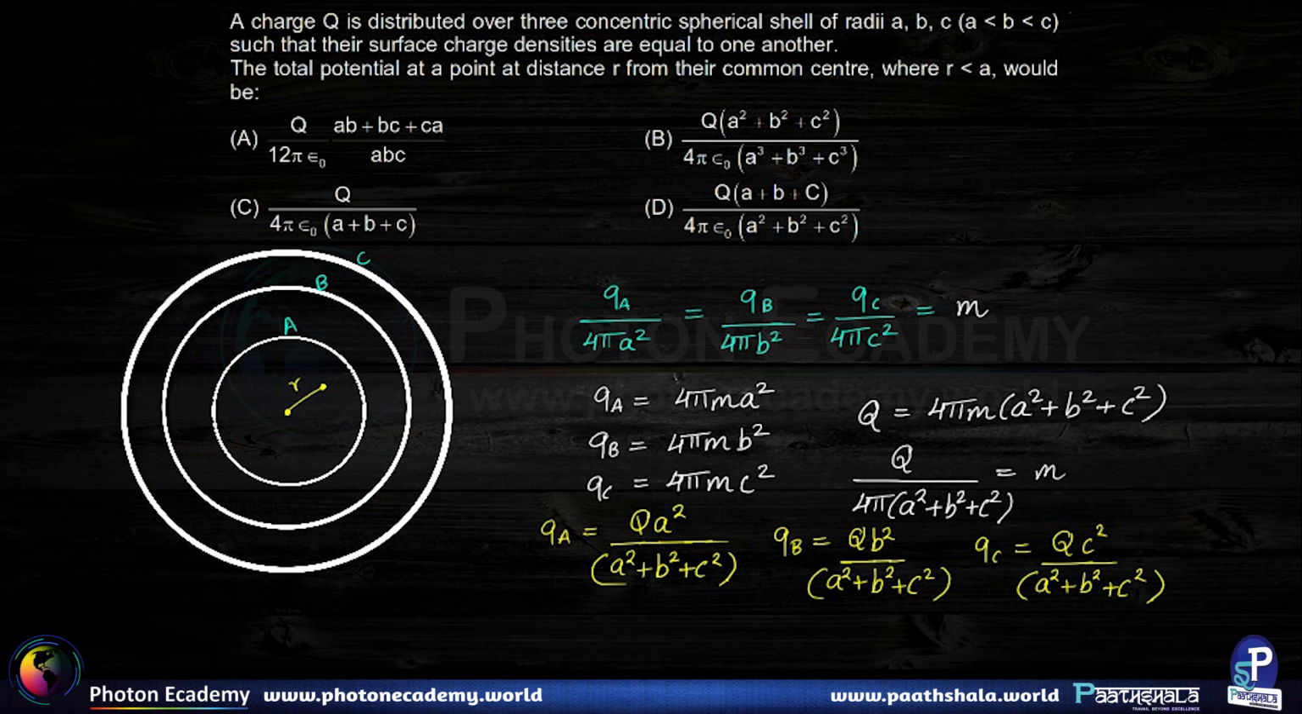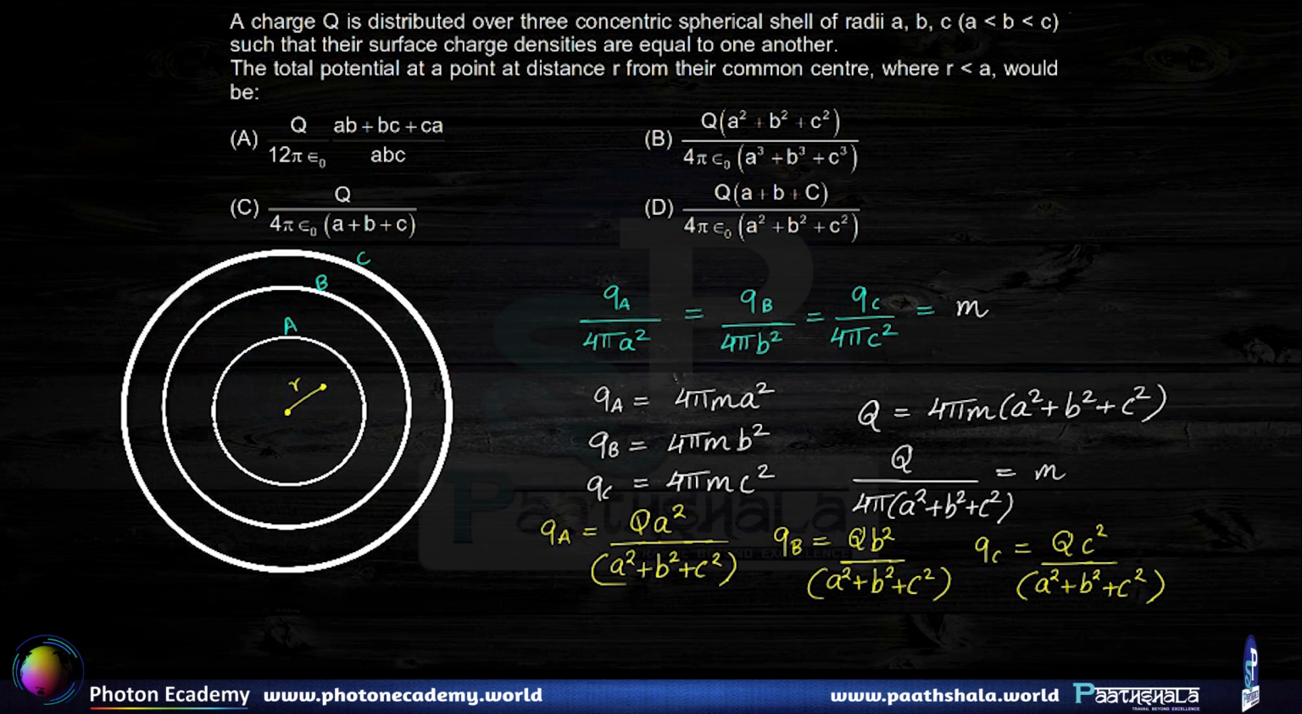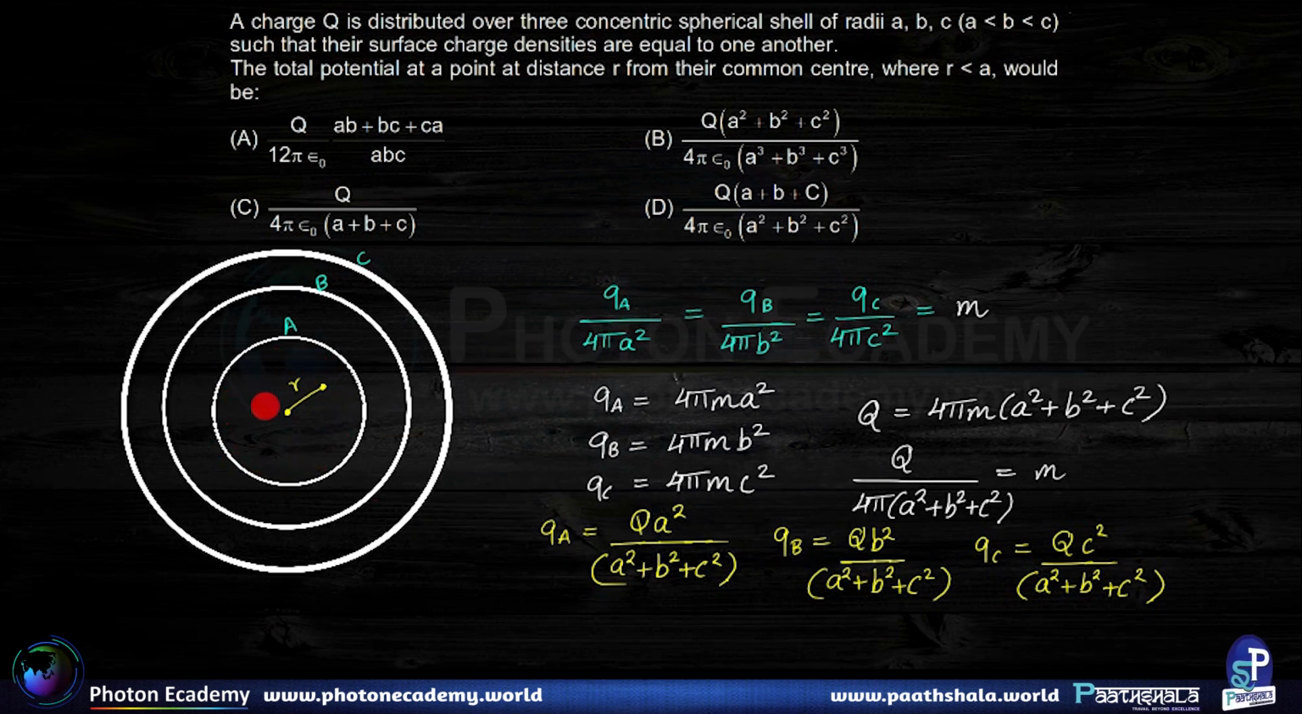Now what have they asked us? They have asked us to find the total potential at a distance r from their common center, wherein r is less than a. How sweet of them. So r is less than a. So r is lying in the interior of the inner sphere.